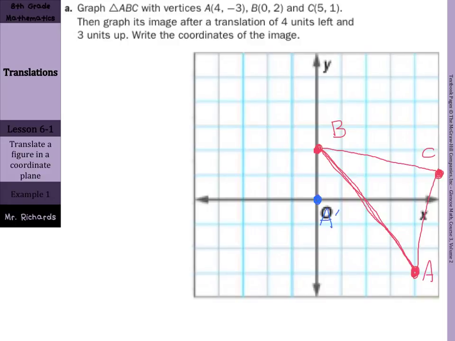What about B? Well, for B, from here, 4 units to the left, 1, 2, 3, 4, and 3 units up, 1, 2, 3, and there's my new B, or my B prime. As for my C, 4 units to the left, so from over here, 1, 2, 3, 4, and 3 units up, 1, 2, and 3.